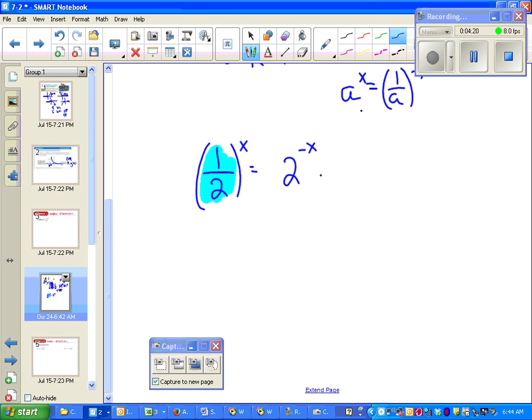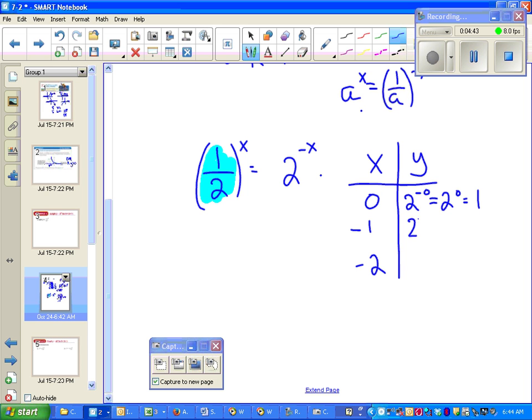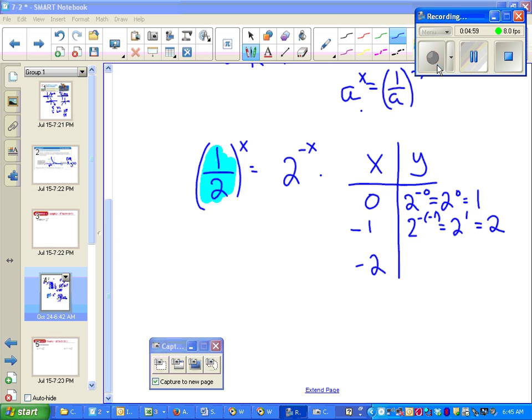Now I'm going to make a new table. Instead of putting in 0, 1, and 2, let's see what happens when I do this. 2 to the negative 0 equals 2 to the 0, which is 1. 2 to the negative of negative 1 really means 2 to the first, 2. Negative 2. Two to the negative of negative 2 equals 2 to the positive 2, 4. Notice I'm not dealing with fractions anymore.